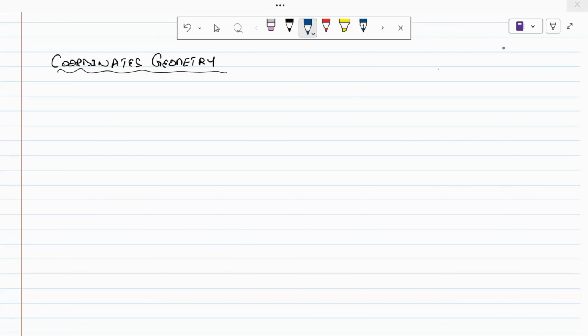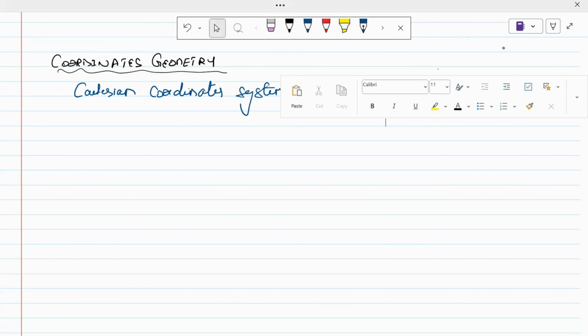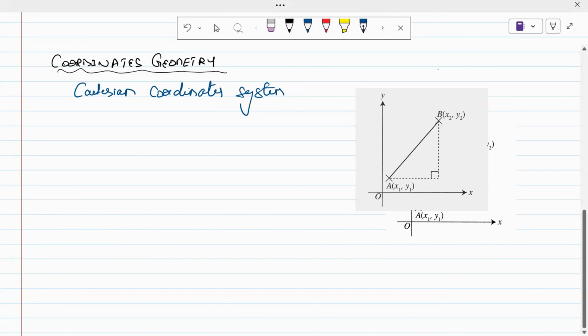Now we are starting with this new topic, coordinate geometry. And coordinate geometry, generally speaking, is a topic about the Cartesian coordinate system. Cartesian coordinate system means we would be dealing with the XY plane. And for the XY plane, definitely we would be having some X coordinates and Y coordinates involved.